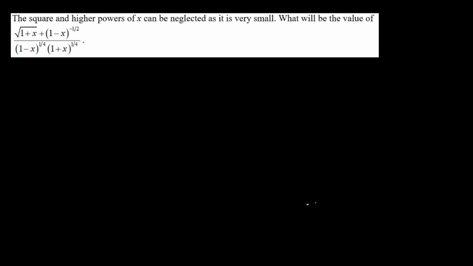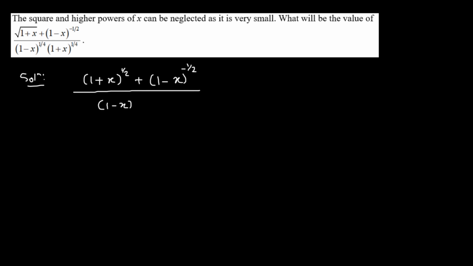So here we have to find the value of the given expression. So let us begin by getting rid of the radical. So for the first term in the numerator, we have (1 plus x) raised to the power of half plus (1 minus x) raised to the power of negative half. While in the denominator, we're going to write (1 minus x) and (1 plus x) together, whole raised to the power of 1/4.